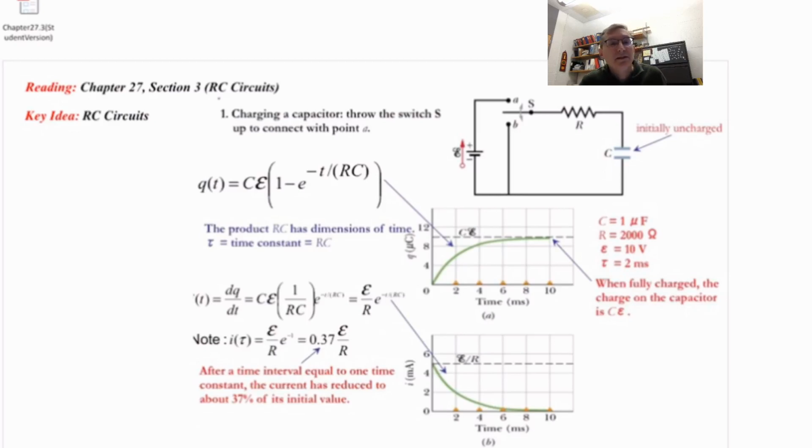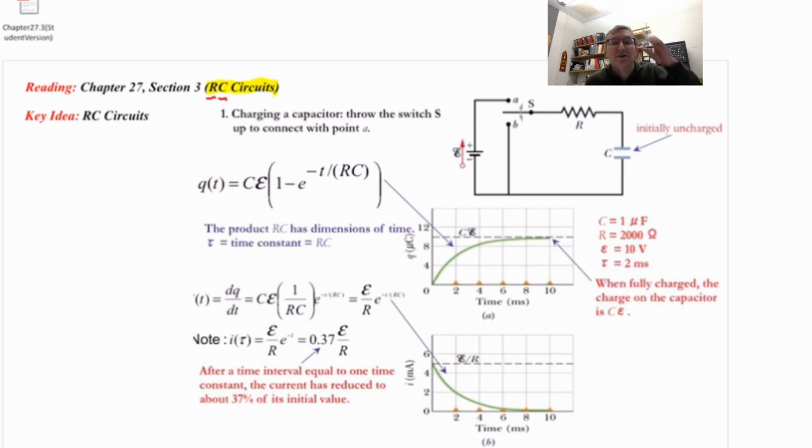Hello again. This is video lecture 27.3, and we're going to talk about section 3 in chapter 27, which is all about the topic of the latest experiment you're working on, what's called an RC circuit. And that's just a way that physicists refer to circuits that have resistors, that's the R, and capacitors, that's the C. Of course, there also has to be some kind of energy source, like a battery or a power supply. But that's the key thing. It's got a resistor, or multiple resistors, and a capacitor, or multiple capacitors.